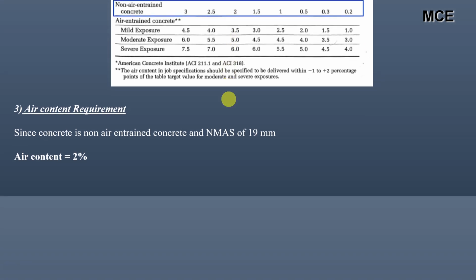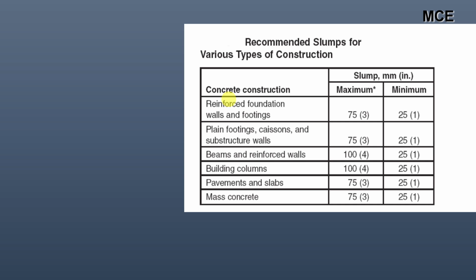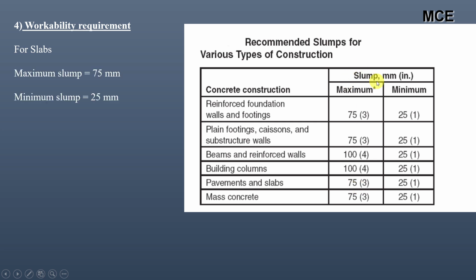After that we have to find the slump for our concrete, so we have to find the workability requirement. For slabs you can see that the maximum slump is 75 mm and the minimum slump is 25 mm. So for our concrete, let's take a slump of 50 mm, that is in between 75 and 25 mm.